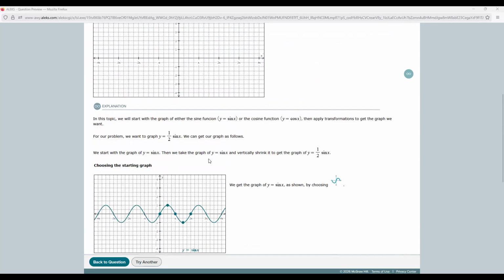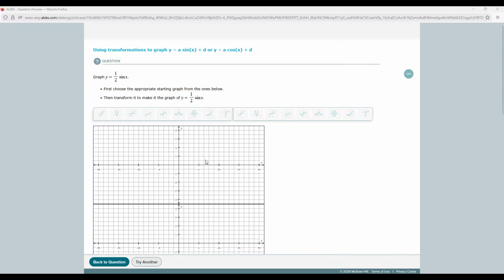Okay, so the next question, 16. We start going back to the graphs, which I didn't spend much time on, but we did talk about amplitude. So the A in front of the sine is the amplitude. The D shifts it up or down. On this example, all we have is a half in front, which is going to change the amplitude to 1/2.